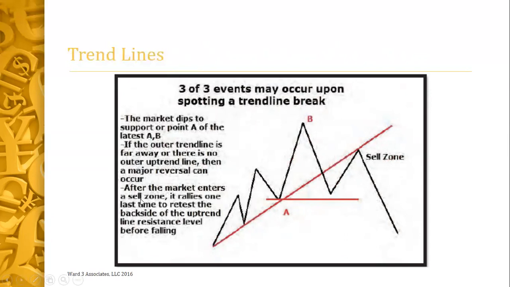After the market enters a sell zone, it rallies one last time to retest the backside of the uptrend resistance level before failing. So on this uptrend right here, here's your break, the retest of that trend line, and then sell. On this move right here, we would fib from low to high, let the market retrace, and then this trend line is going to be met somewhere in between our sell zone, between the 618 and the 786. That's going to let us know to get in for the short.